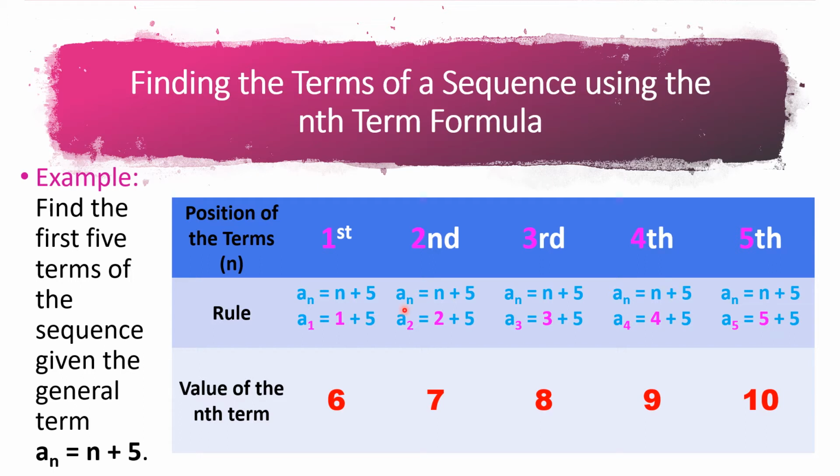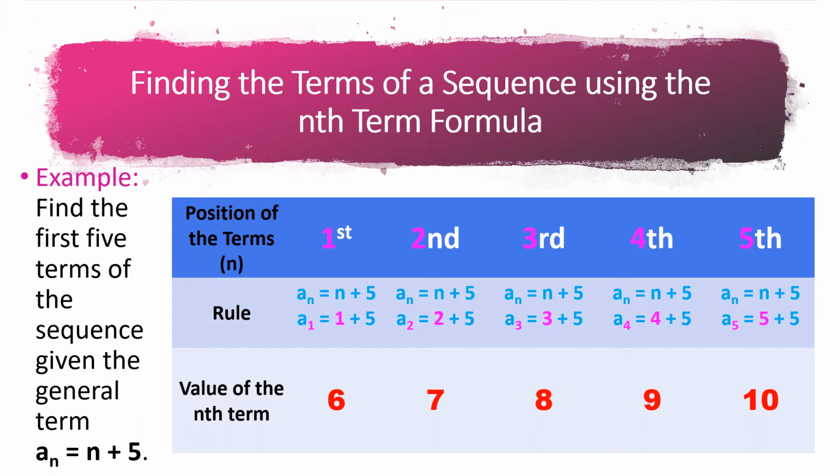So, let's have a sub n is equal to n plus 5. That will be a sub 2 because we substituted 2 doon sa n is equal to 2 plus 5. Therefore, the value of a sub 2 or the second term is 7. For the third term, a sub n is equal to n plus 5. So again, we will substitute 3 to find the value of the third term or a sub 3. So this will become a sub 3 is equal to 3 plus 5. Therefore, a sub 3 is equal to 8.